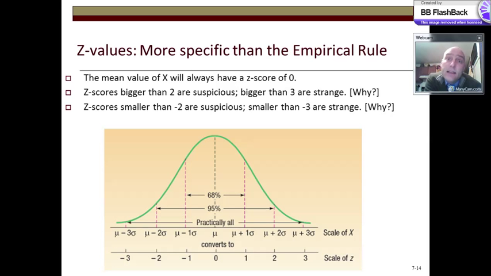Now, z is a signed distance, how far away. The sign indicates whether it's above or below the mean, but ultimately it's the absolute value, or how far away from the mean we're investigating.